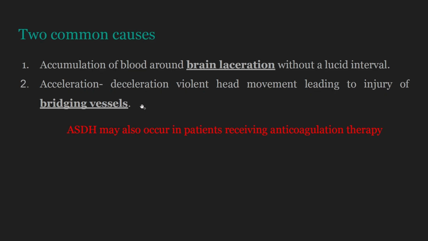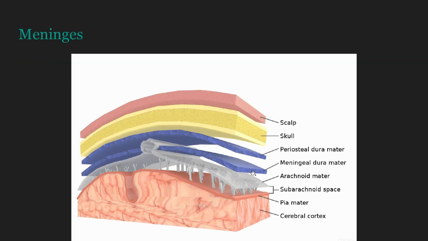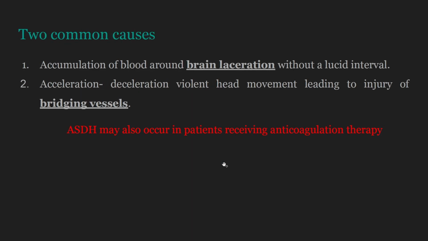Okay, so it's called acceleration-deceleration because it mostly happens in car accidents, and it leads to the injury of the bridging vessels. The bridging vessels, as you can see here, are found between the arachnoid and the dura mater. There are some vessels which are bridging from this layer to this layer, okay? And I have a picture of that.